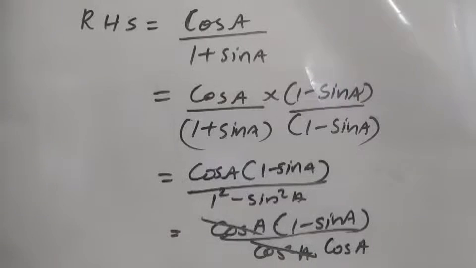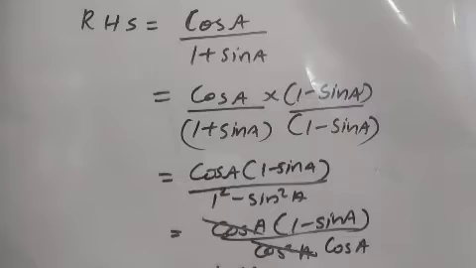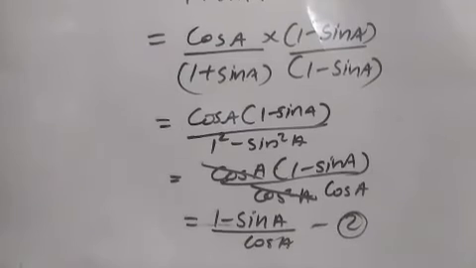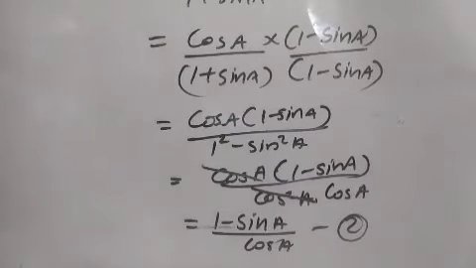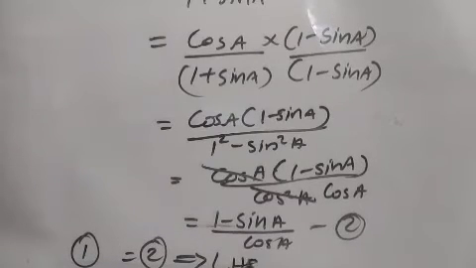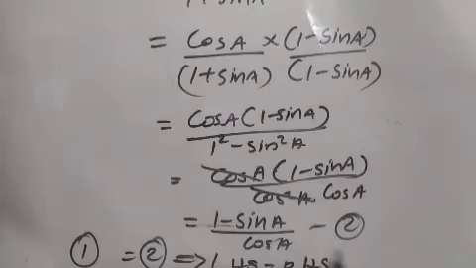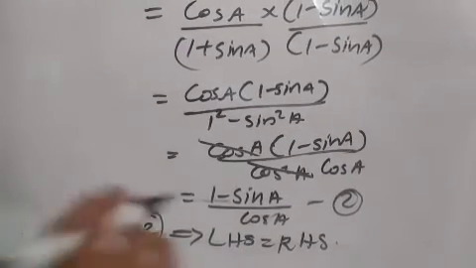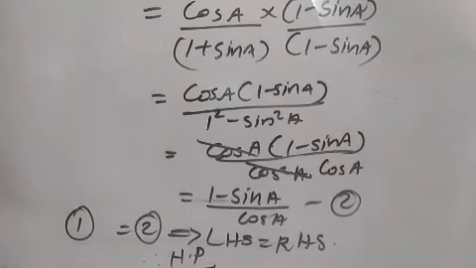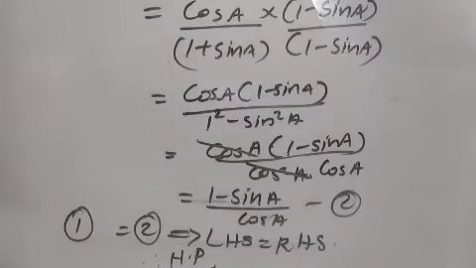Now we got the same answer, no? 1 minus sin A by cos A. This is the second equation. That is 1 minus sin A by cos A. And for LHS we got 1 minus sin A by cos A. Here RHS also 1 minus sin A by cos A. That means LHS equals RHS. Therefore, we proved that. Okay. Understood this method? Sometimes we have to simplify both LHS and RHS to obtain the common answer.